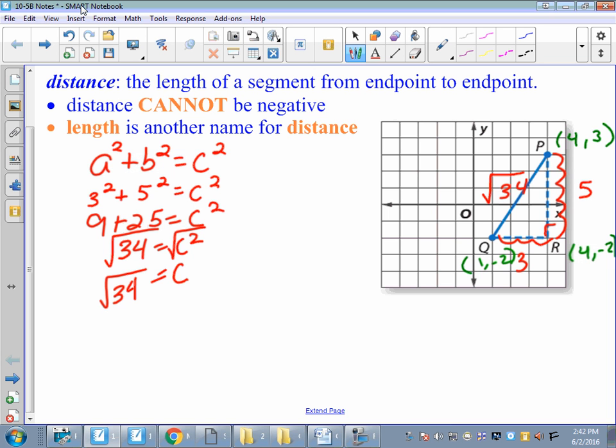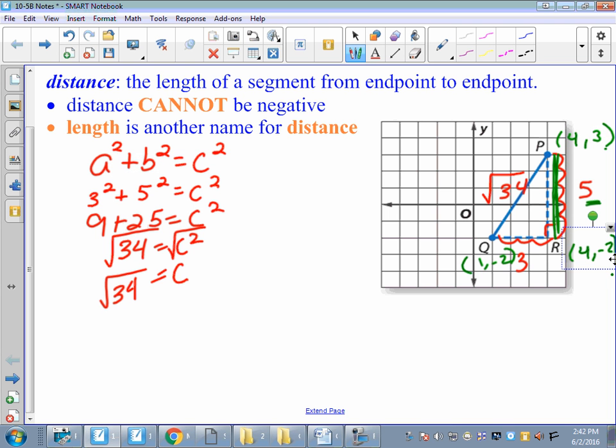And you can sort of see where these numbers are coming from. You can see where I'm getting the 5. The 5 is found by finding the difference between these two ordered pairs, or that vertical distance. So that would be the difference between the two y values. So 3 and negative 2. If you take 3 and you subtract negative 2, you get 5. That's how you found that length.